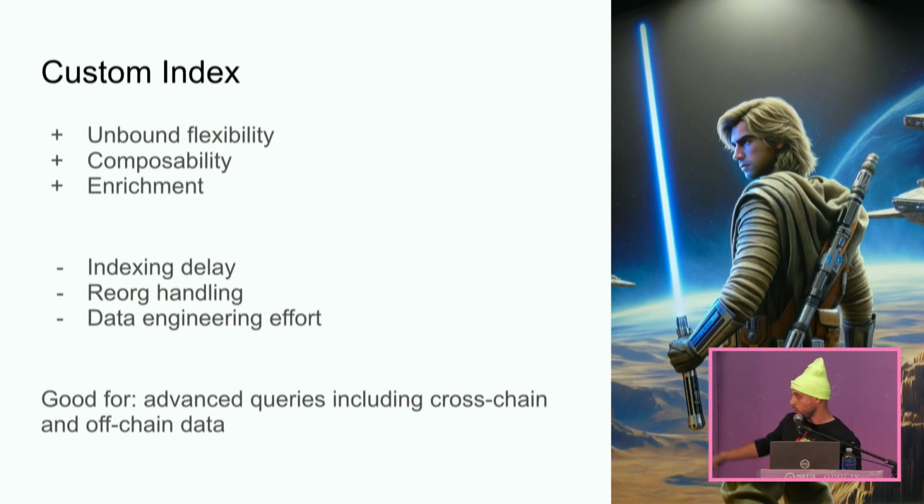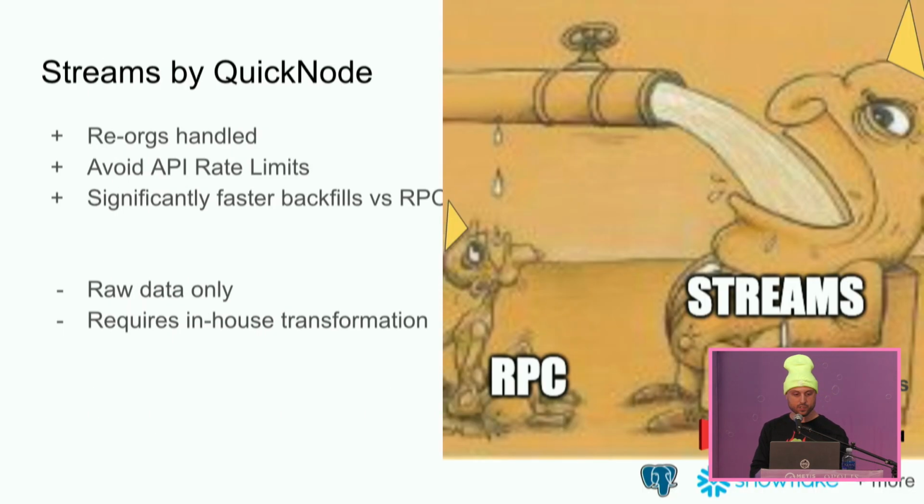So maybe the key qualifiers for whether a custom index is right for you: you want to build advanced, differentiated experiences for your customers. You want to be multi-chain, you want to marry in off-chain data, and you want data enrichment pipelines, things like wash trade detection or bot detection. But what if there was an easier way?